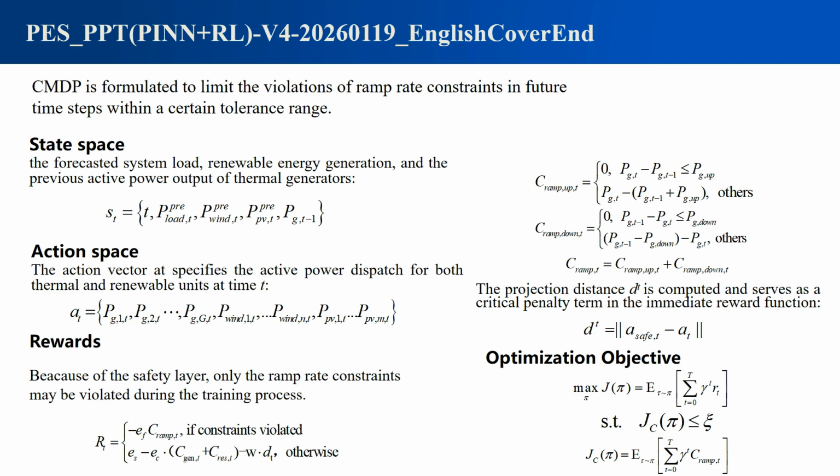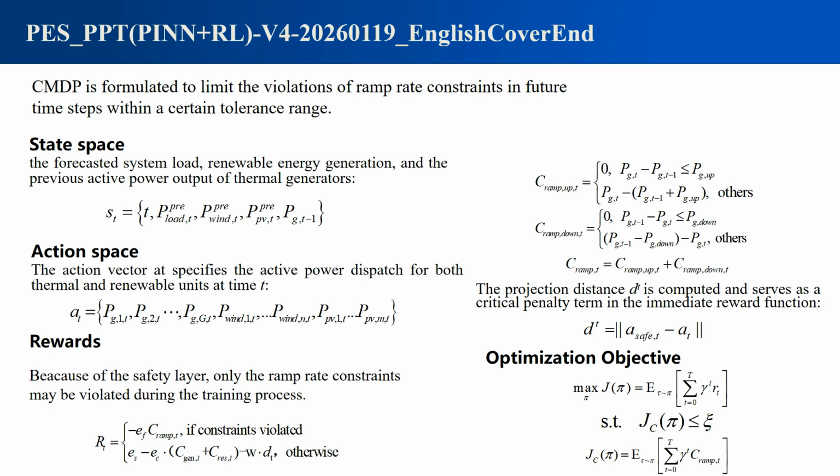The ramp up and ramp down penalty terms are piecewise. If the increase from PGT-1 to PGT is within the upward ramp allowance, the ramp-up penalty is 0. Otherwise, the excess amount becomes C ramp-up T. The downward case is symmetric. If the drop is within the downward allowance, the penalty is 0. Otherwise, the excess drop becomes C ramp down T. Their sum is C ramp T.